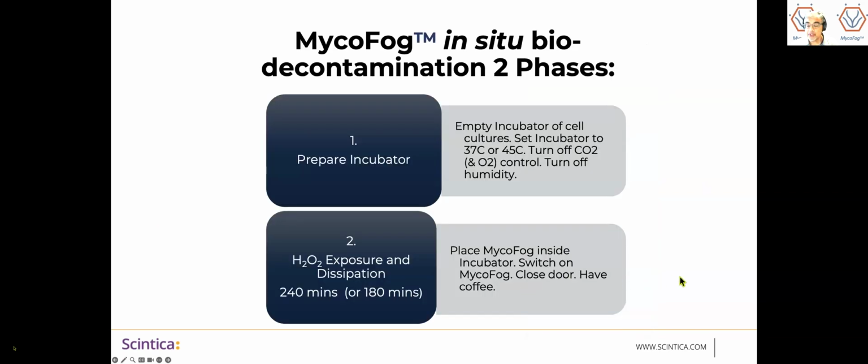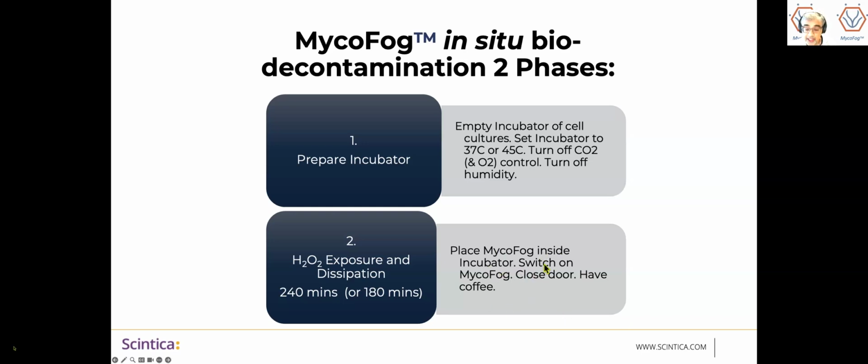So what's happening and what do we have to do in the background? This is a simple process, it seems, in the video, but you do have to take care that you empty the incubator in advance of all the cell cultures. They have to be put into another incubator. You can set the temperature of your incubator or workstation to 37 or 45C. We have two different protocols. Turn off any gas control to that incubator or workstation, turn off any humidity, and then you're ready to put the MycoFog inside.